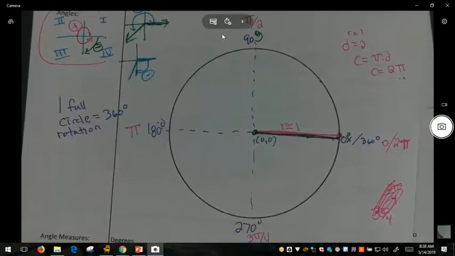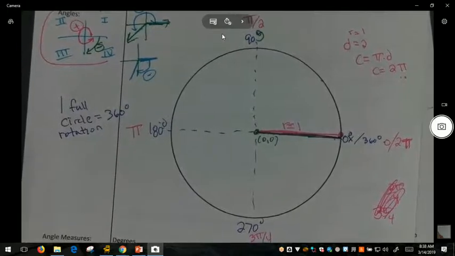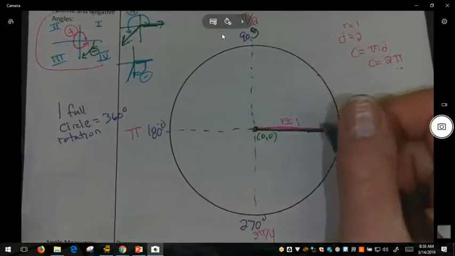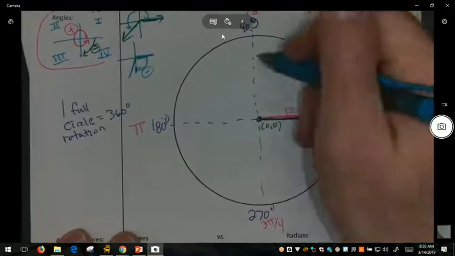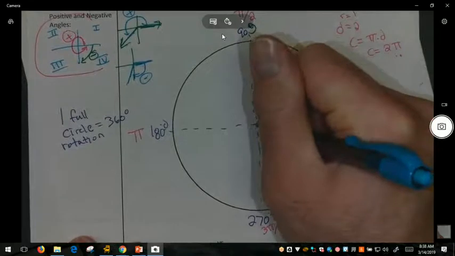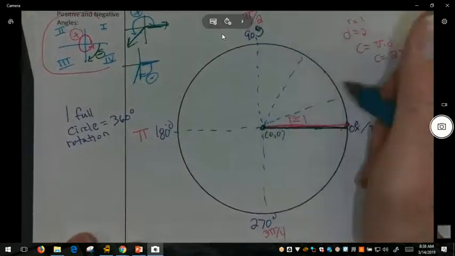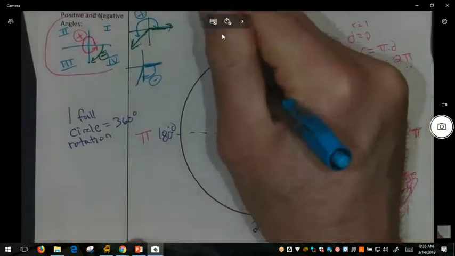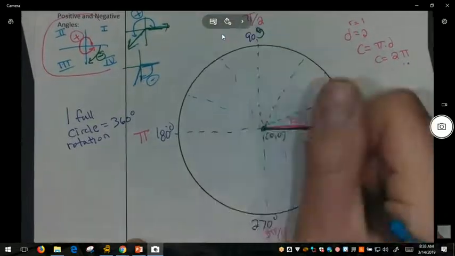We did the quarter of the circle. Let's split the circle into thirds. I'm sorry, we're going to split it within the first quadrant into thirds. So if I split this evenly into thirds, split each quadrant into thirds.